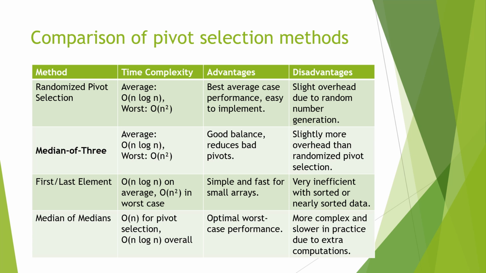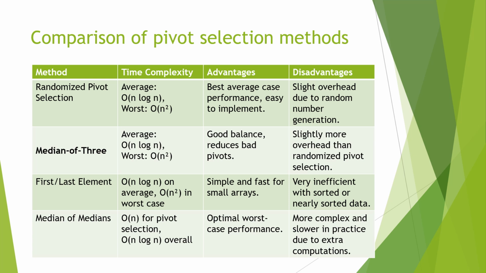This technique requires slightly more overhead than randomized pivot selection. It requires a lot of comparisons due to finding the median and dividing the elements. It requires time for swapping and partitioning. So it requires more overhead than randomized pivot selection.